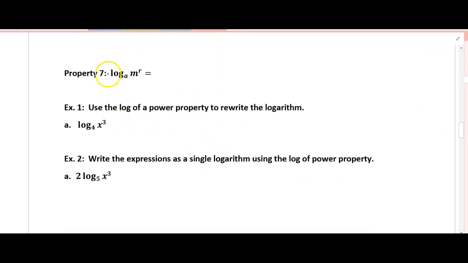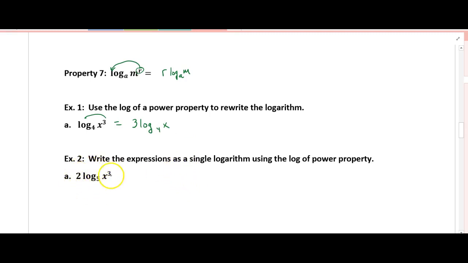Now the last one is if I have log base a of m to some exponent r, what I could do is bring that r out in front, and it'd be r times the log base a of m. So right away, if I look at this one, I could rewrite this by bringing the 3 out in front, so it'd be 3 log base 4 of x.